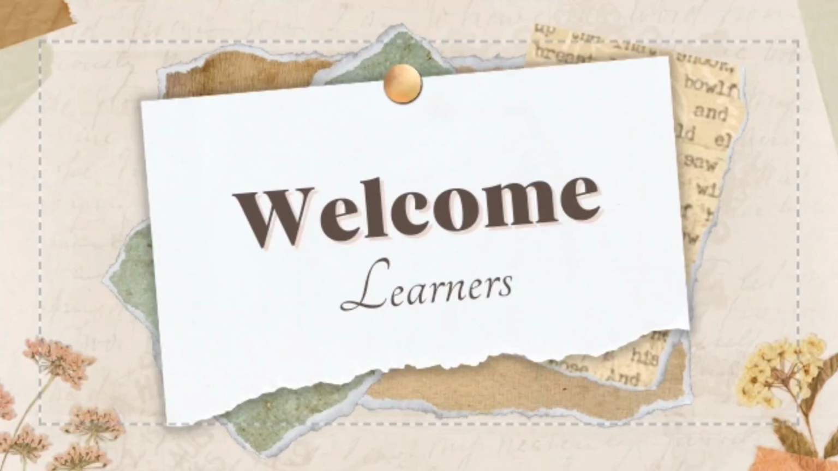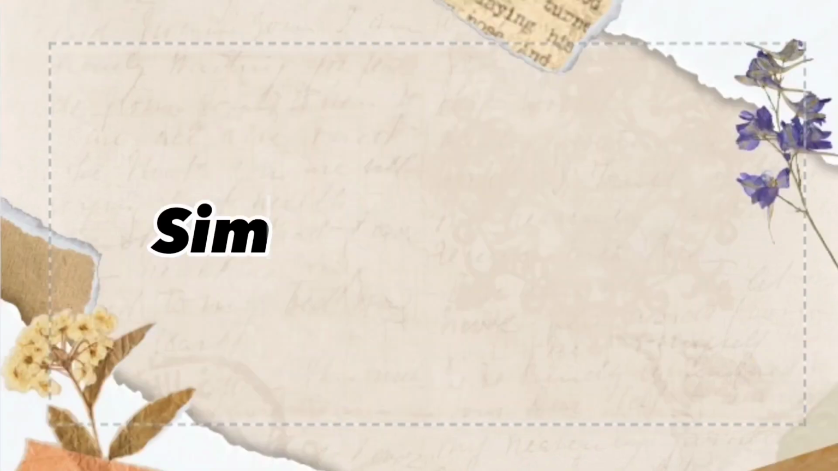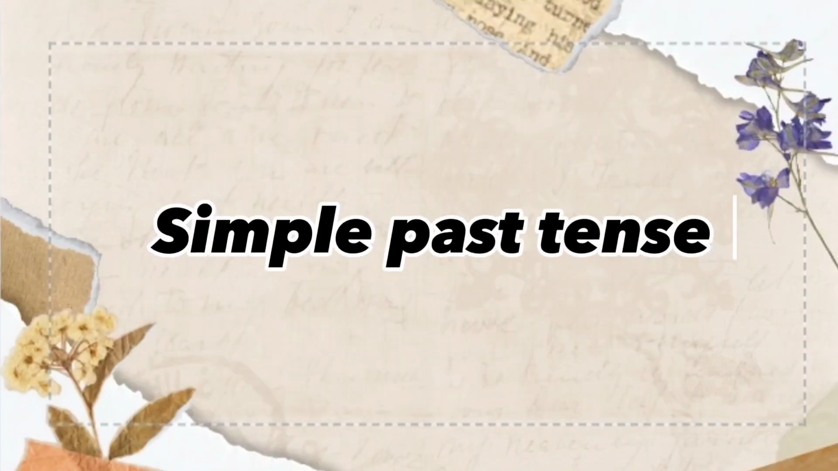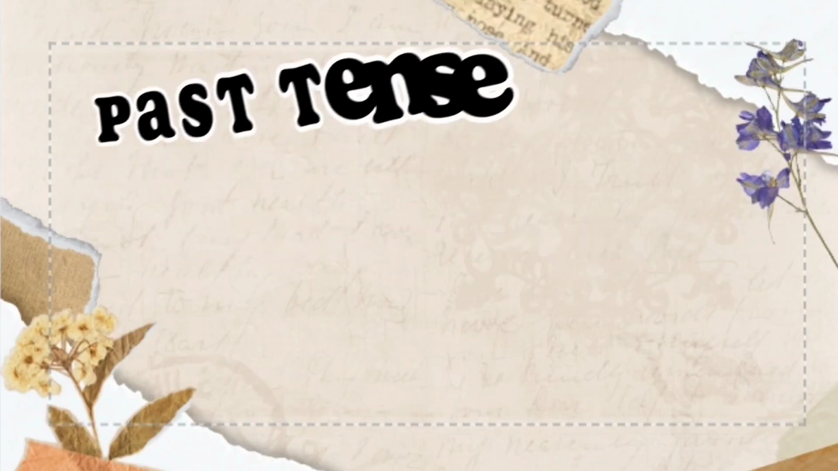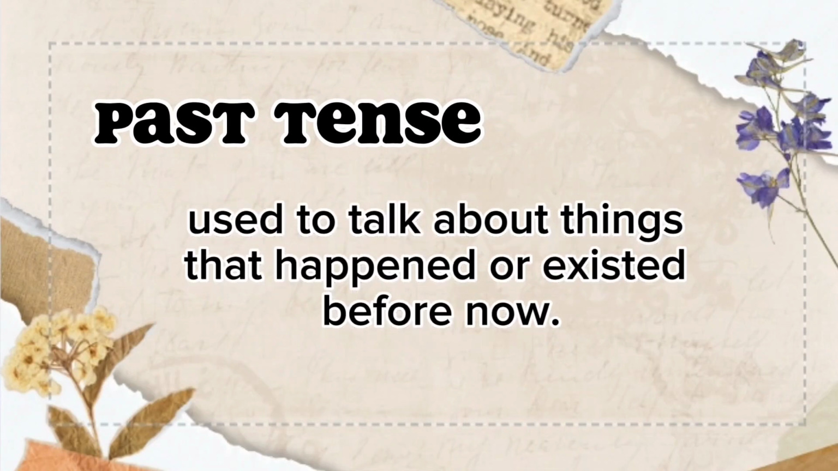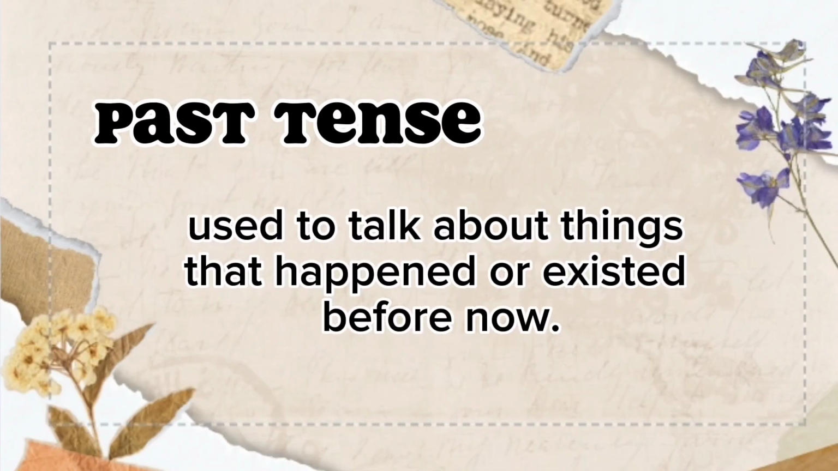Now for today's lesson, we will be discussing the simple past tense. Before we go deeper into simple past tense, let's just define what past tense is. When we say past tense, it is used to talk about things that happened or existed before now. Meaning to say, it happened previously.